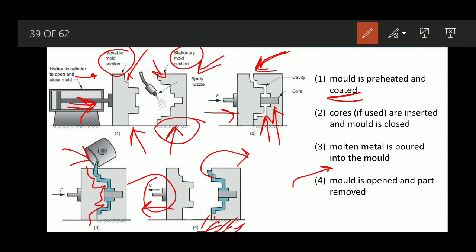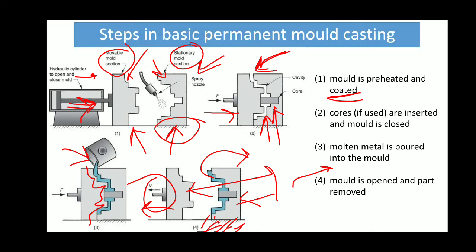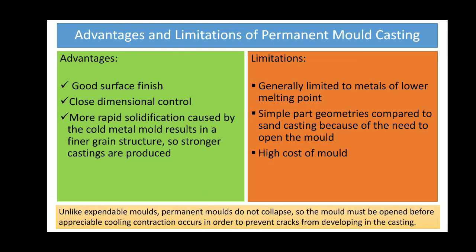And as we have not broken the base and the two halves of the mold, we can reuse them for the next purpose. So that's why it is permanent mold casting. I hope you have understood. Now some of the advantages and limitations of permanent mold casting.